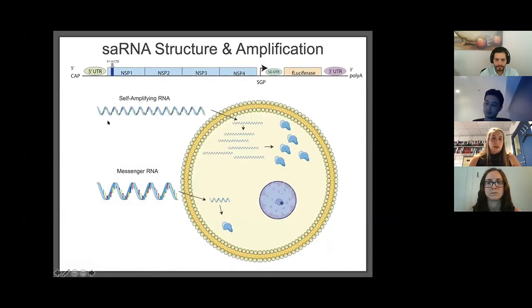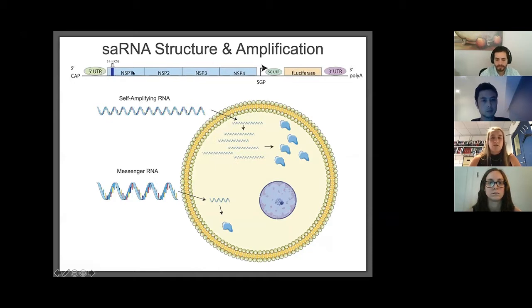So getting a little bit more into self-amplifying RNA and how it actually works. At the top, you can see a general construct that we would use. At the 5' end, we have a cap, and at the 3' end, we have a poly-A tail. These help to protect the RNA from degradation. There's also an untranslated region at both the 5' and 3' ends, and this helps to control the replication of the RNA.